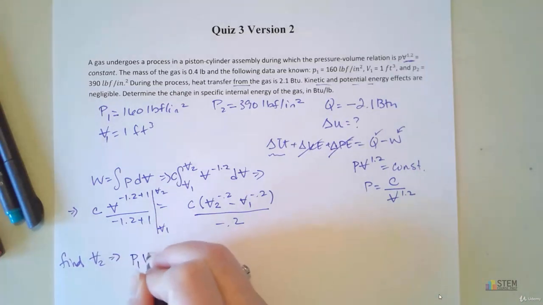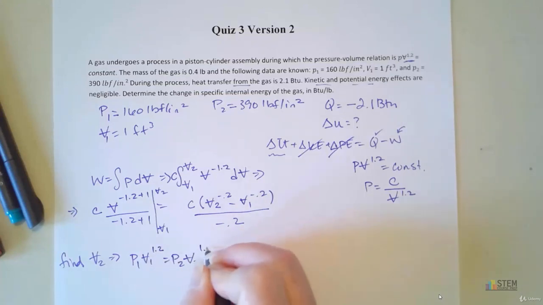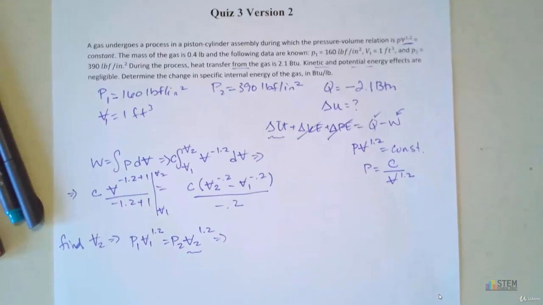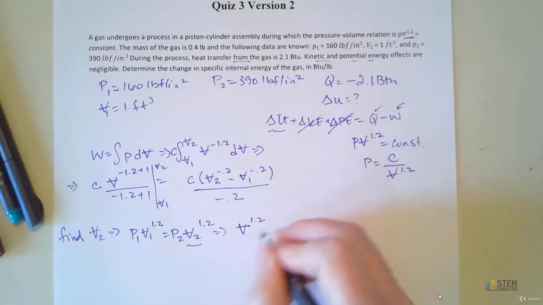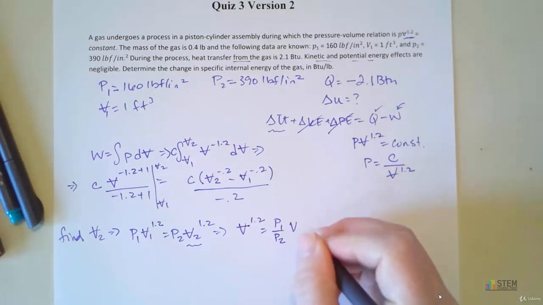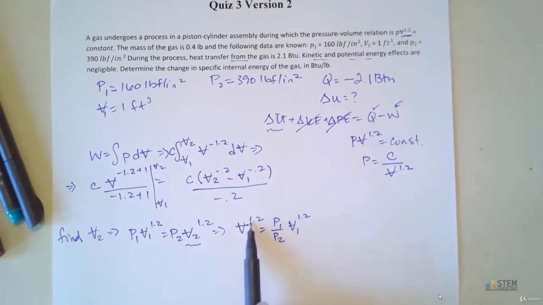So we can write P1 V1 to the power of 1.2 equals P2 V2 to the power of 1.2. Now we want to solve for V2. So if you do that, you're going to have V2 to the power of 1.2 equals P1 over P2 times V1 to the power of 1.2. Now we got to get rid of this.